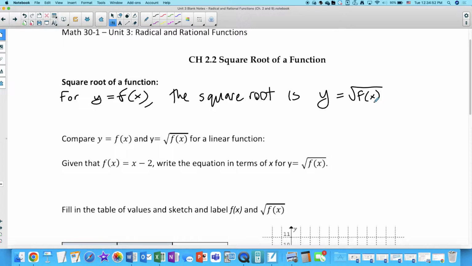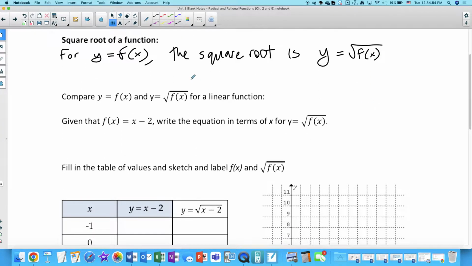So, for example, suppose we have this function f of x equals x minus 2, and we wanted to write the square root function in terms of x for y equals the square root of f of x. Well, what would that function be? How would you write it in terms of x? Yes? y equals the square root of x minus 2. Yeah, exactly.